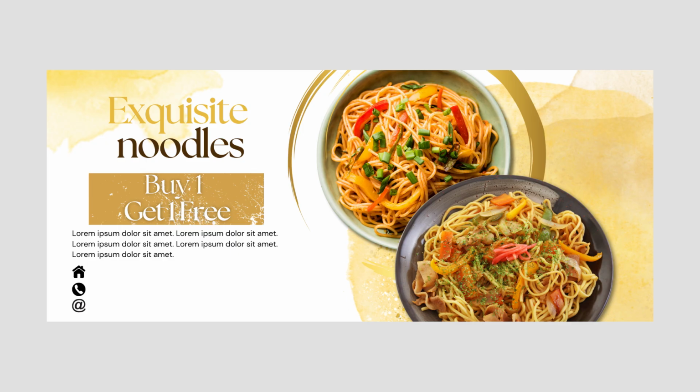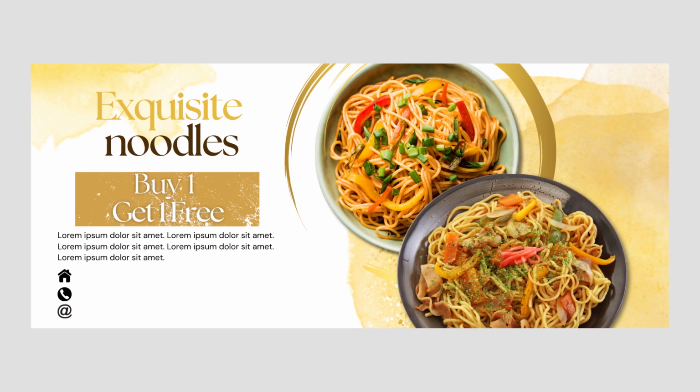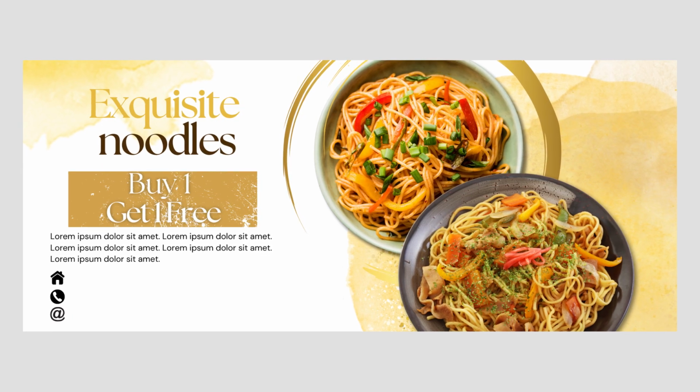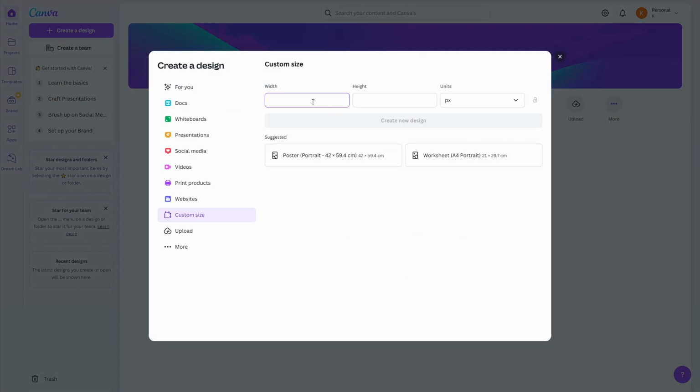Hello, welcome back guys. Let's design a banner for a restaurant website in Canva, a designing platform. Typically the largest website banner would be, click on custom size, 720 by 300 pixels, just like this. Once you're done with the dimensions, click on create new design afterwards.